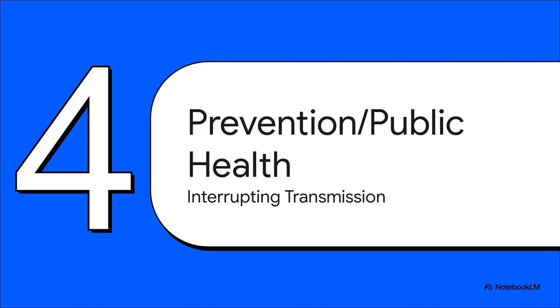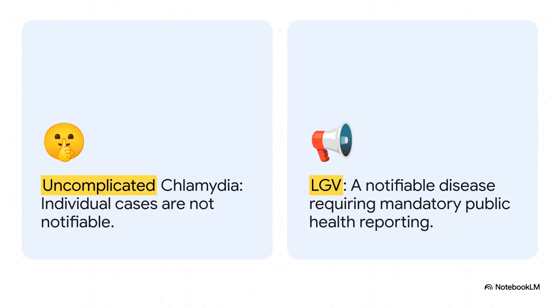Okay, let's zoom out a bit. We've talked about the patient, now let's talk about the population. How do we stop this thing on a larger scale? It's all about interrupting those chains of transmission. And this is where we see a really interesting two-tiered approach in public health.